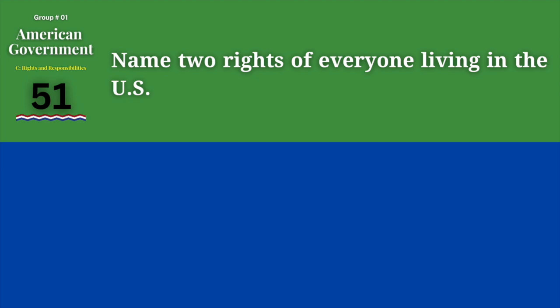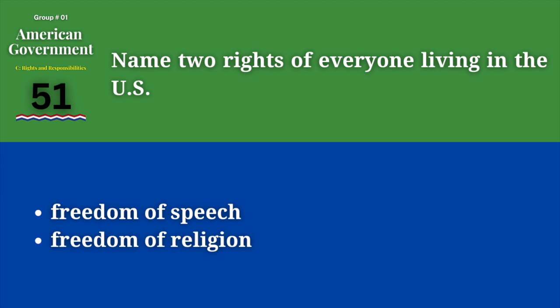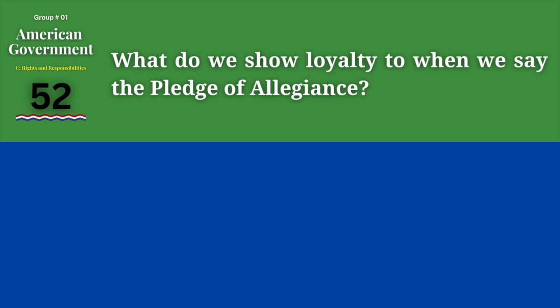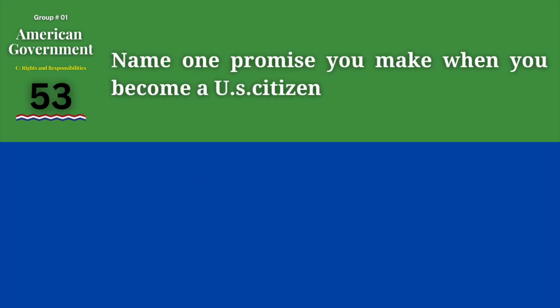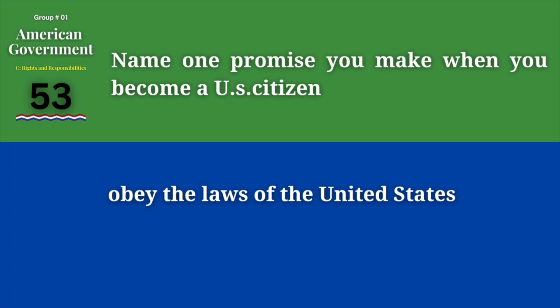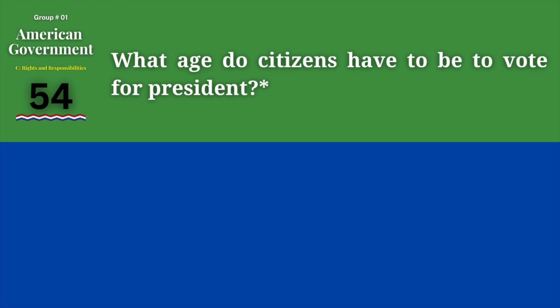Name two rights of everyone living in the U.S. Freedom of speech, freedom of religion. What do we show loyalty to when we say the Pledge of Allegiance? The United States. Name one promise you make when you become a U.S. citizen. Obey the laws of the United States. What age do citizens have to be to vote for president? 18 and older.